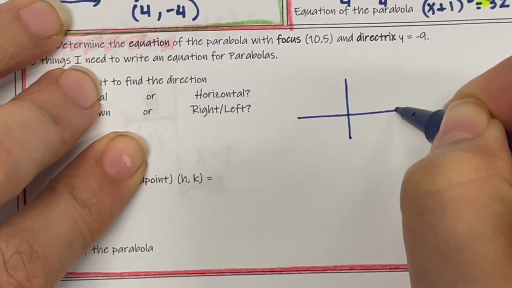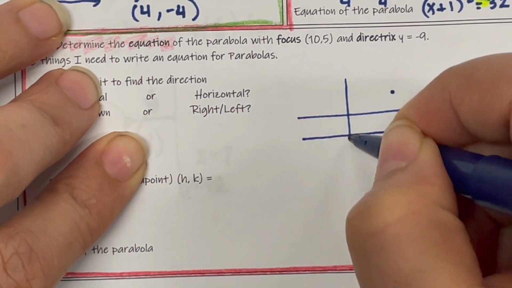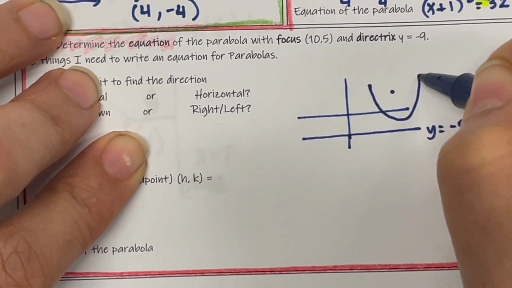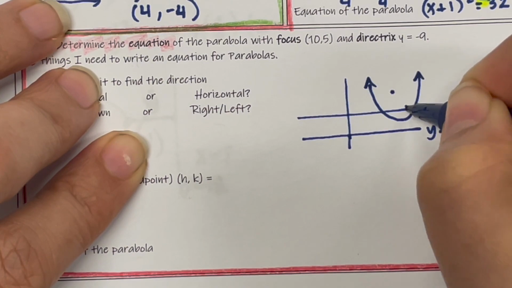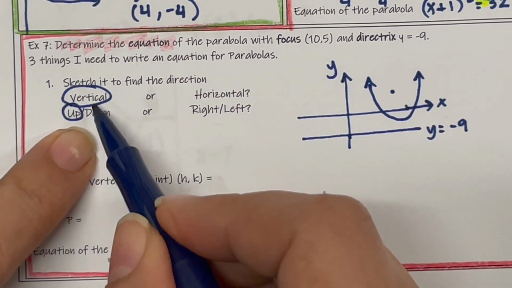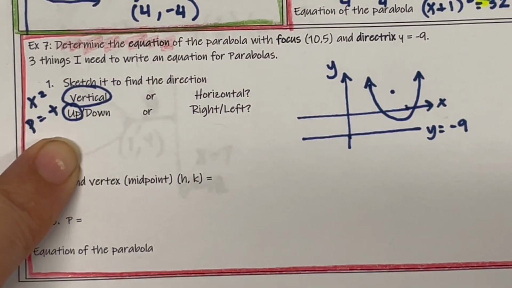Is this vertical or horizontal? Let's go ahead and rough draw it. So (10, 5) is about there. The directrix at y equals -9 is right there. If that's the directrix and the focus is there, the parabola has to be something like that, which means it's vertical and up. In this case, vertical means your x squared, and up means p is positive.